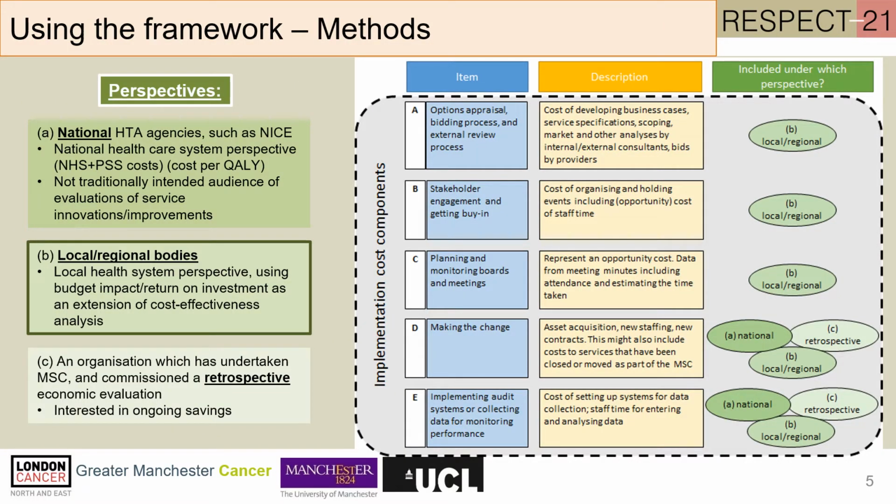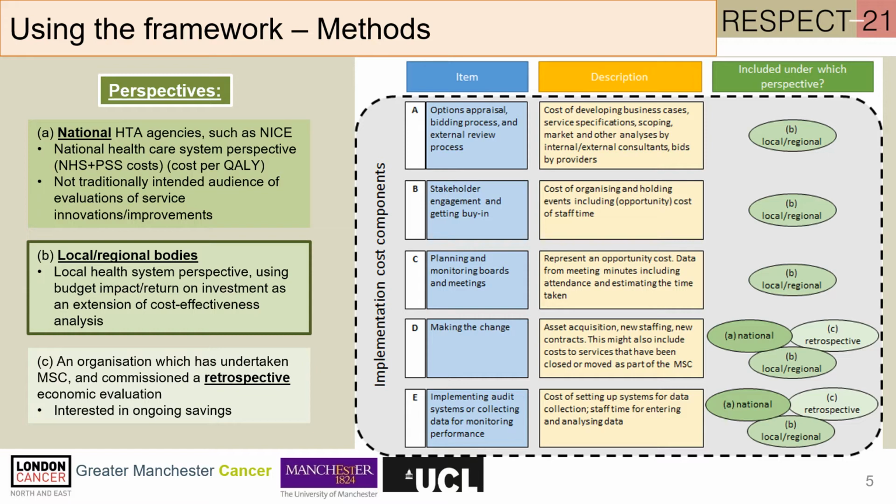The first question to ask, as with any economic analysis, is who is my analysis for? Or what is the decision that this analysis is trying to inform? Cost effectiveness analysis is a decision-making tool, so thinking about the decision maker will tell us what costs and other information we need to include. In the case of Respect 21, we're using B, the local or regional perspective, specifically looking from the perspective of the group of service providers in this region.